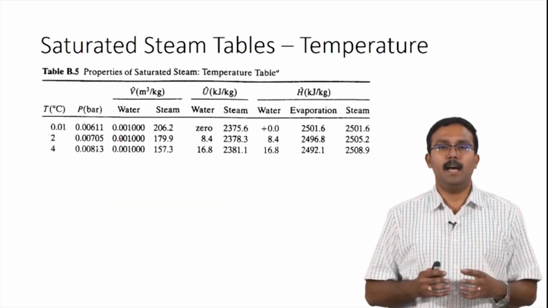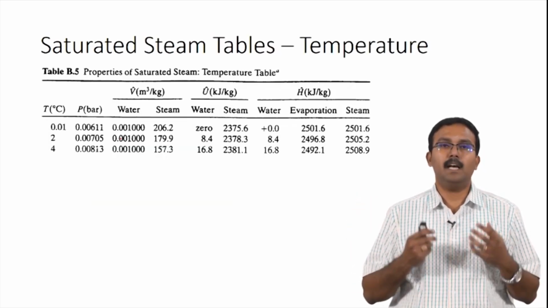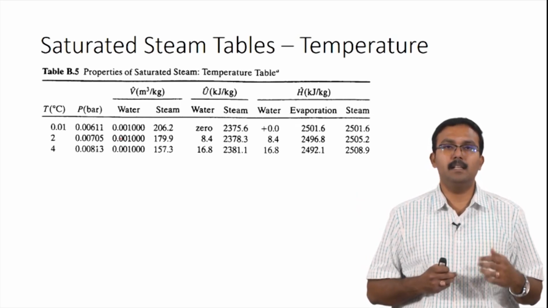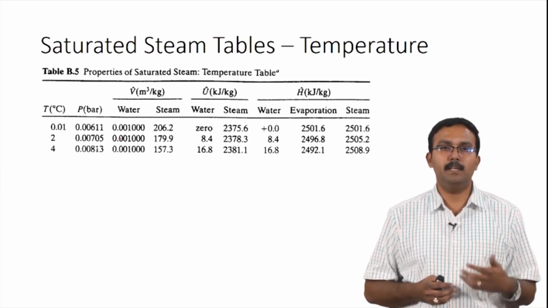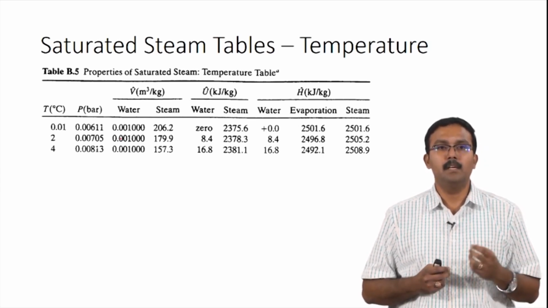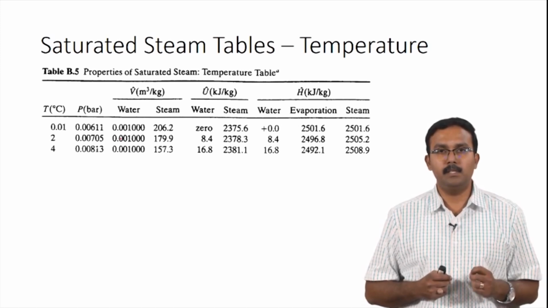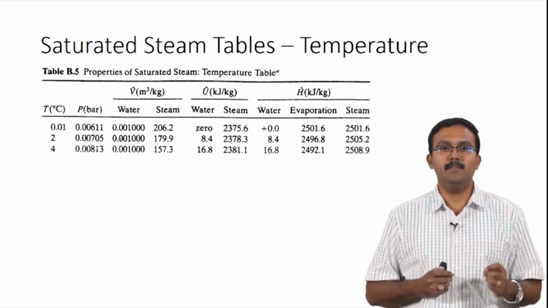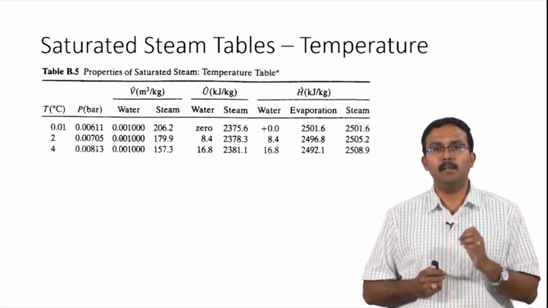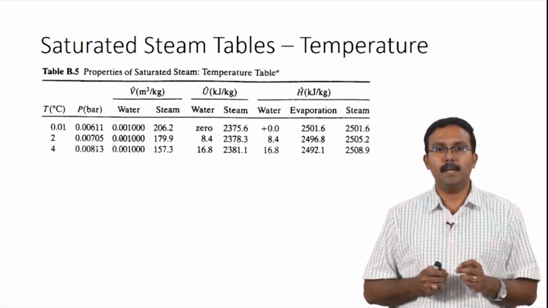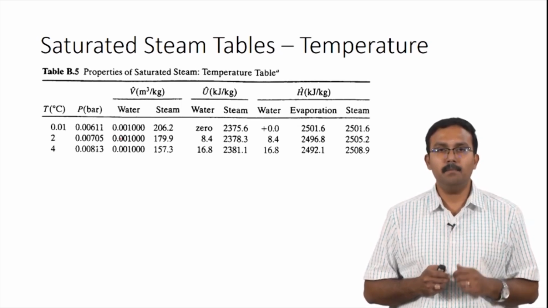Steam tables are built for saturated steam and for superheated steam. Saturated steam is steam which exists in the vapor-liquid equilibrium. What you see here is a saturated steam table taken from the Felder-Rousseau textbook. This is the temperature-based table. The first column is the temperature, the condition at which the vapor-liquid equilibrium exists, and the pressure is the corresponding pressure at that temperature at which the vapor-liquid equilibrium can exist.